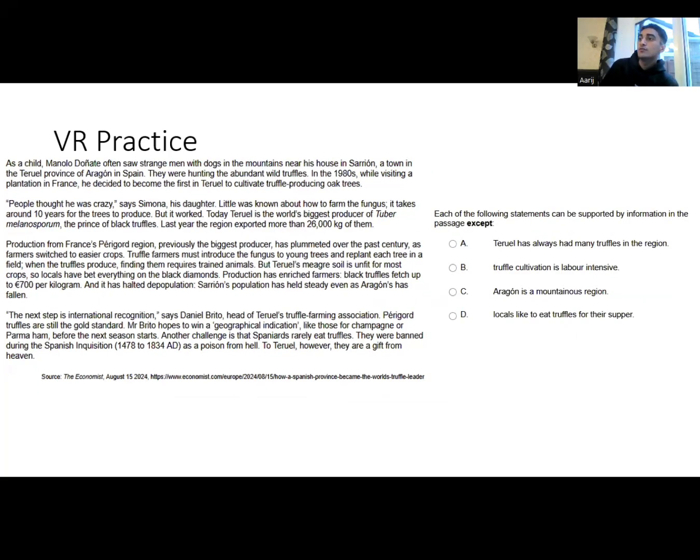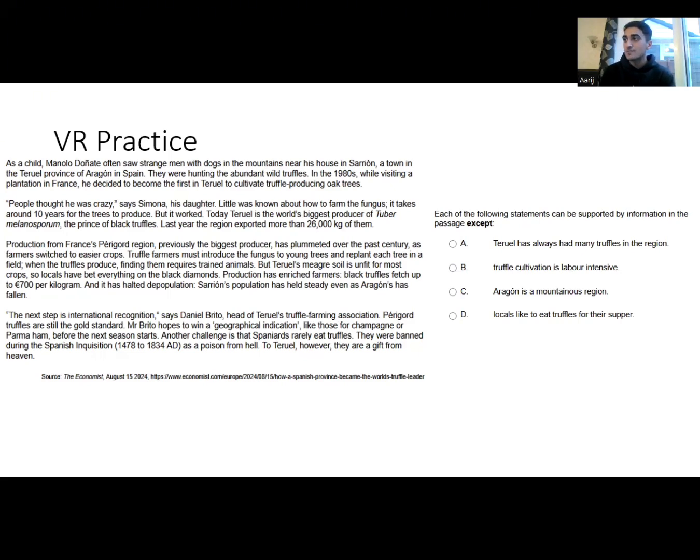Okay, so we're still on the same passage, just moving on to the second question. So again, have a look at the question and then we'll work through the answers. Okay, hopefully you've had a look through the questions. So we're going to take it through methodically. So each of the following statements can be supported by the information in the passage except.